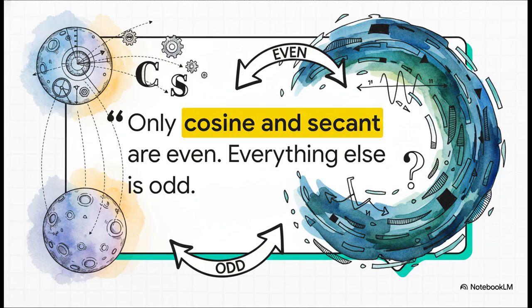Now, I know this looks like a lot to memorize, but trust me, there's a super simple trick. Just burn this into your brain. Only cosine and its reciprocal, secant, are even. That's it. Everything else is odd. If you remember that one little fact, you're golden.